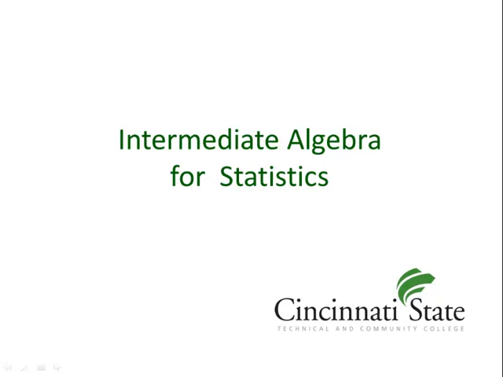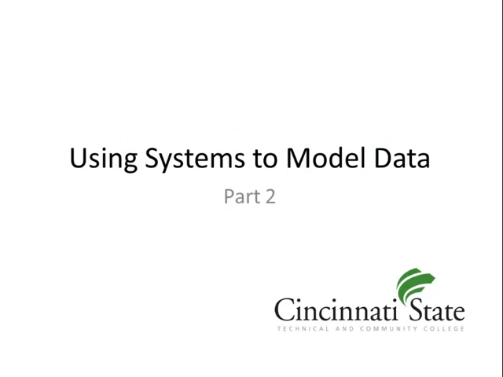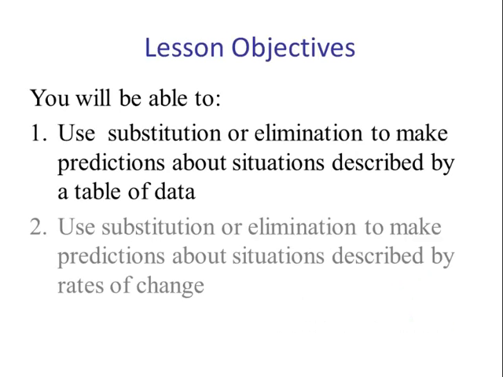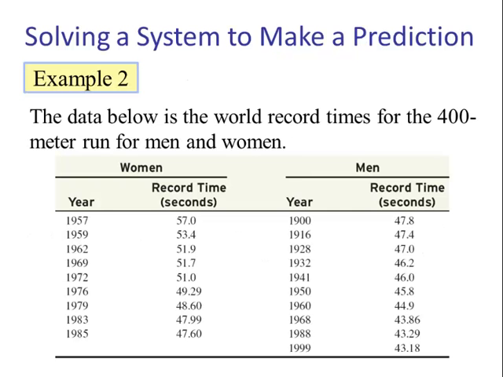Intermediate Algebra for Statistics, Using Systems to Model Data, Part 2. Lesson Objective: Use substitution or elimination to make predictions about situations described by a table of data. Example 2. The data below is the world record times for the 400-meter run for men and women.